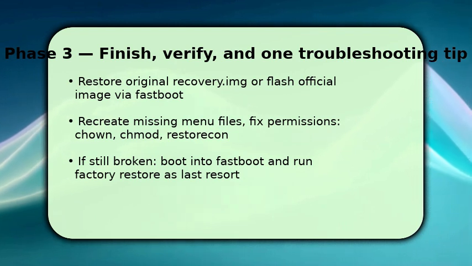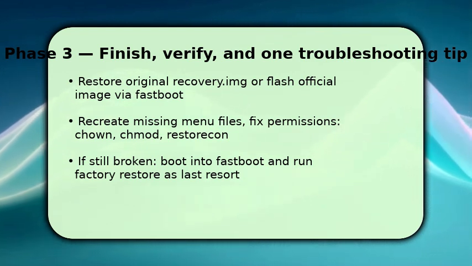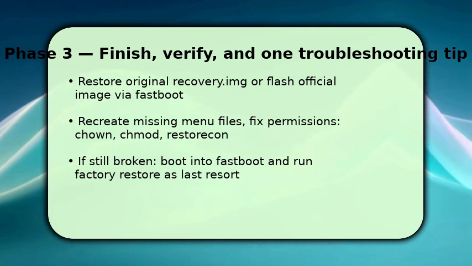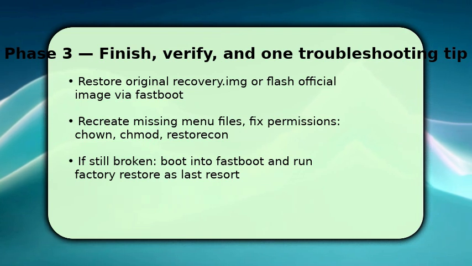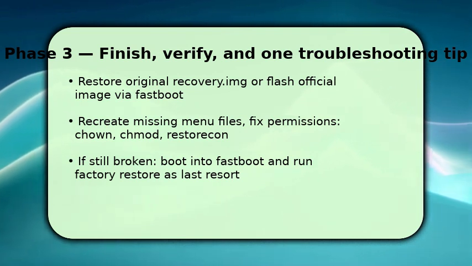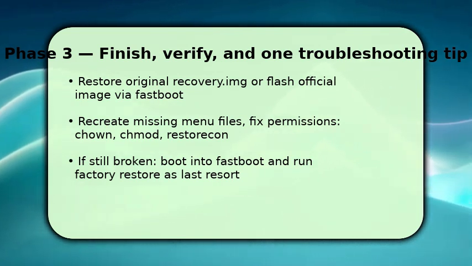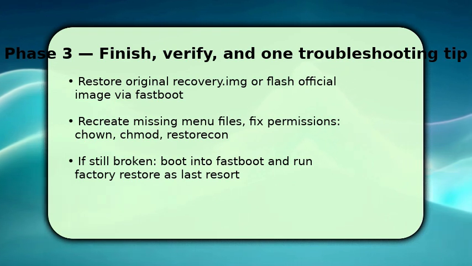Once booted, recreate missing menu files, set correct ownership and permissions with chown and chmod, and run restorecon to fix SELinux contexts. Make sure to clear cache before rebooting. If the menu still fails, boot fastboot and perform a factory restore as a last resort, but keep backups.